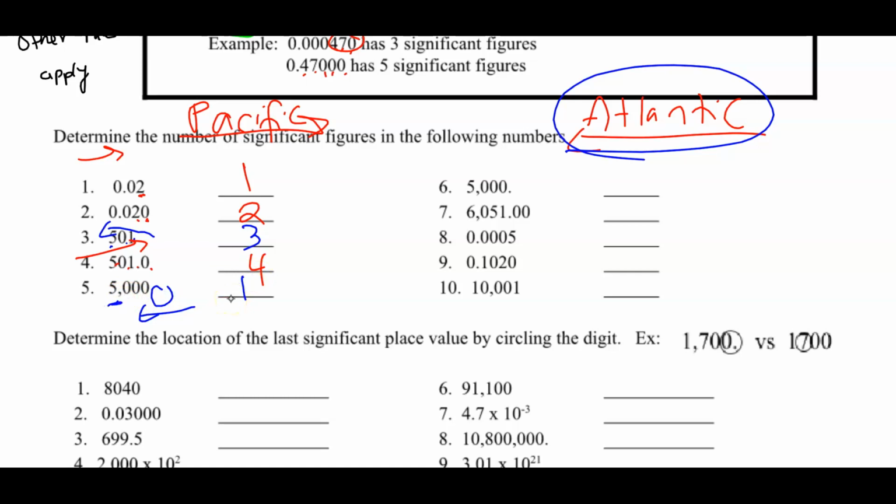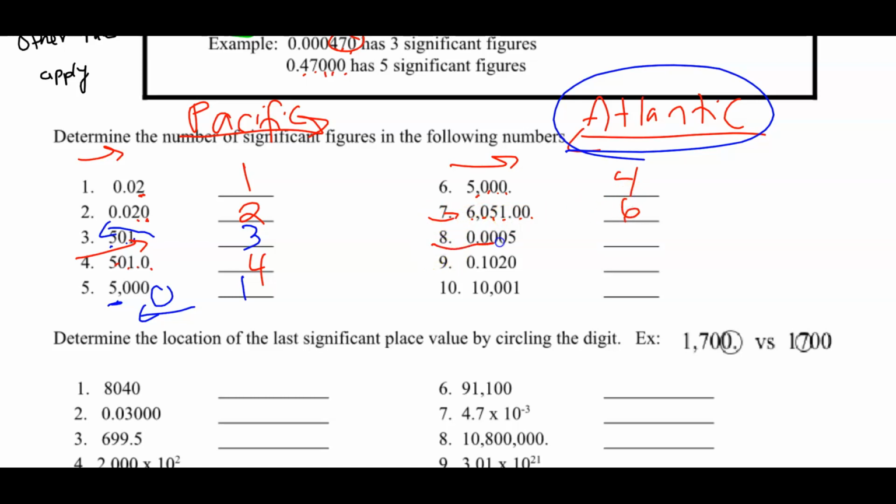Okay, let's come over here. Present, count from the Pacific. That decimal makes this number have 4 sig figs. See how 5,000 and 5,000 point are different? Okay, present, count from the Pacific. 1, 2, 3, 4, 5, 6 sig figs.